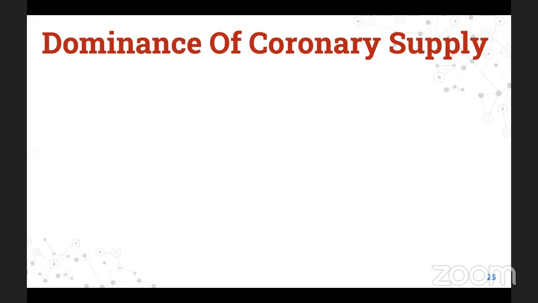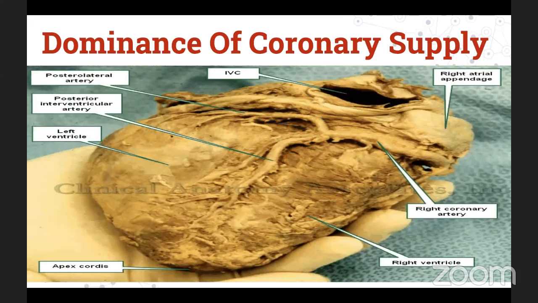How can we determine the dominance of coronary arteries? By looking to the crux. This area in the posterior wall of the heart is where the coronary sulcus and the posterior interventricular sulcus meet. So by looking to this area, if we look to the artery there, the PDA, if it originates from the right side, it's right dominant. If it originates from the left side, it's left dominant. If it originates from both of them, we can call it co-dominant.